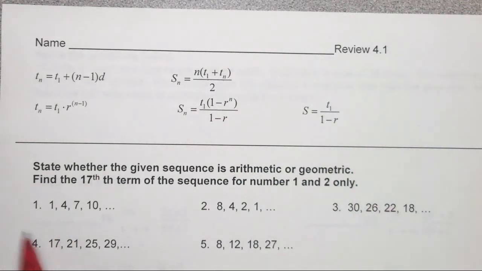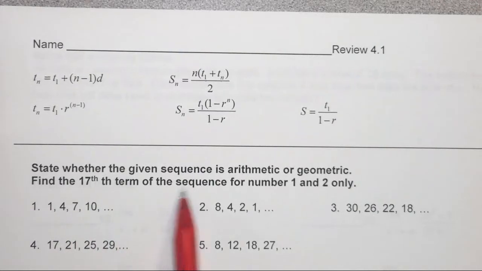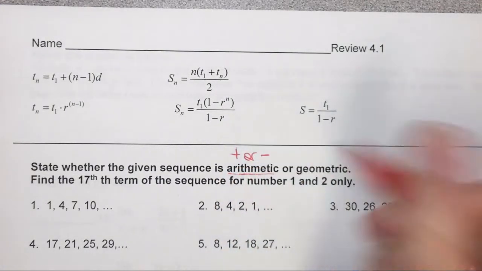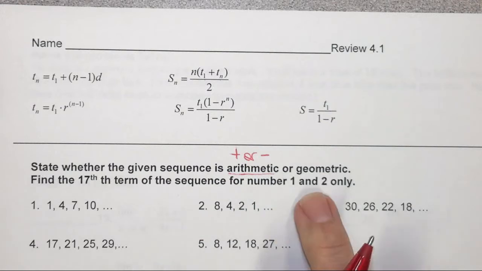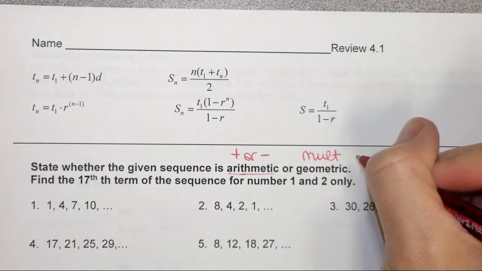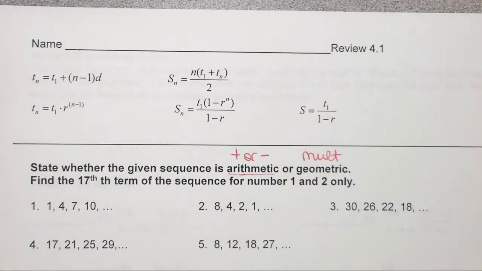Okay, so on 1 through 5, the directions say, state whether the given sequence is arithmetic or geometric. Find the 17th term of the sequence for numbers 1 and 2 only. If it's arithmetic, it means that you're either adding or subtracting to get the next number. If it's geometric, you're multiplying by a common ratio to get the next number.